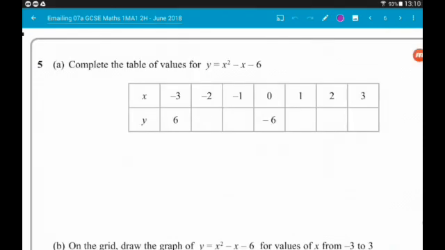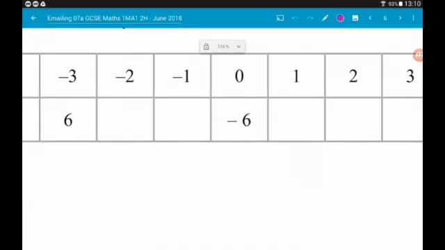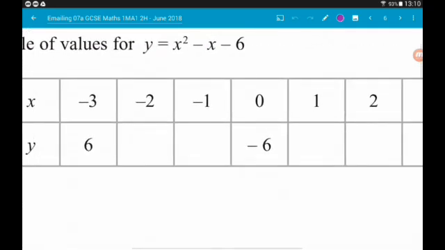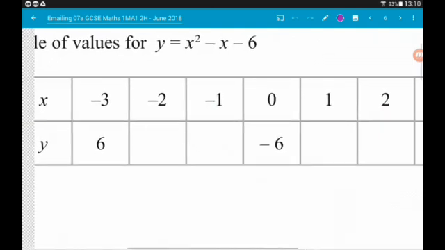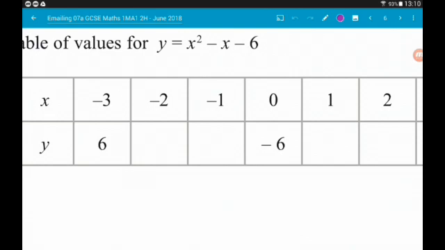Good times. And 5a wants us to complete the table of values for y equals x squared minus x minus 6. So the first one we need to do here is minus 2. Now be really careful if you're using your calculator to do this. So when x is minus 2, we get y is, now if you're putting it into a calculator, you need to put the minus 2 inside of a bracket here like that. And then with a square on the outside.